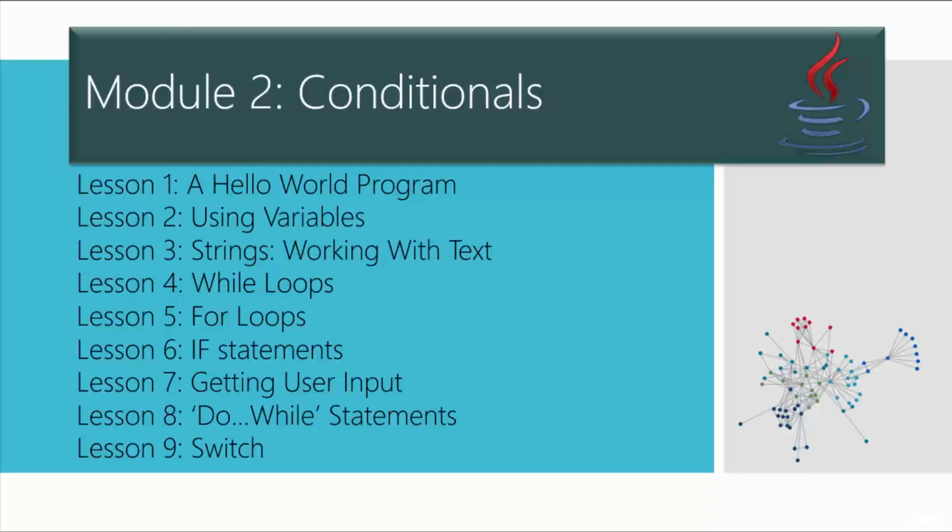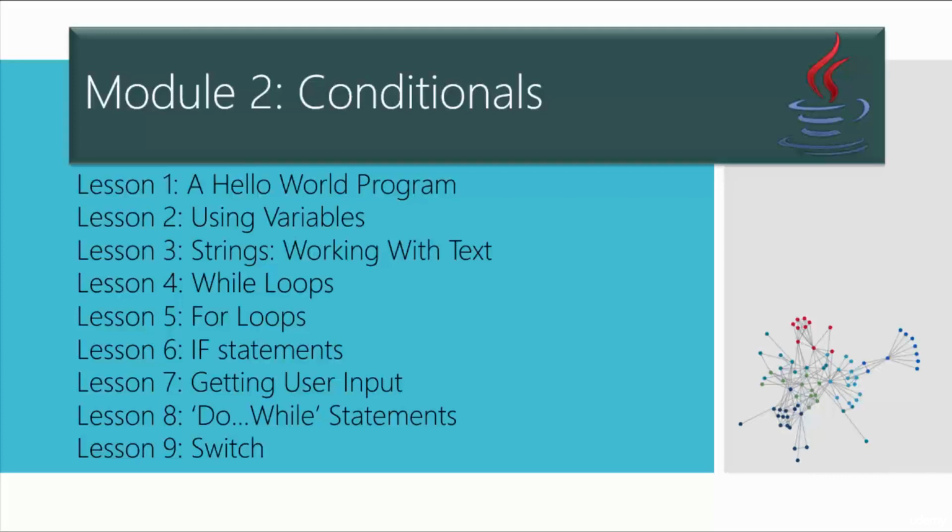Lesson 3 is strings, working with text. And strings, which are widely used in Java programming, are simply a sequence of characters. So in the Java language, strings are objects. The Java platform also provides the String class to create and manipulate strings.